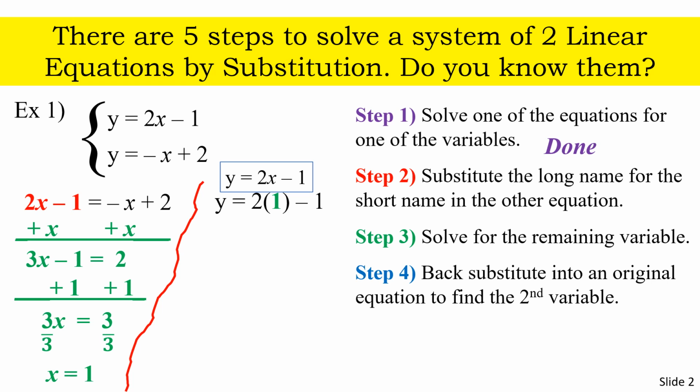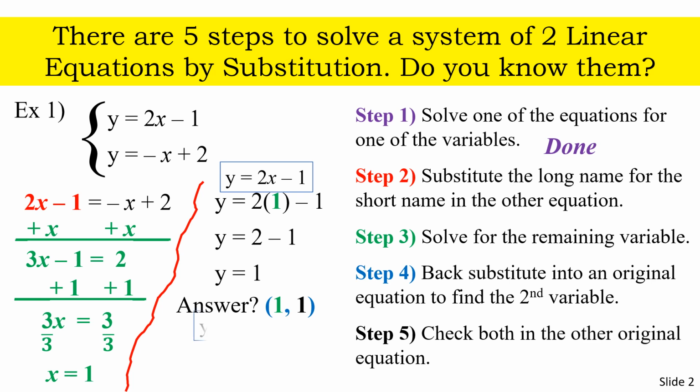So now I have y equals 2 times 1 minus 1. And I end up with y equals 1. So we think our answer is 1 comma 1. 1 for the x and 1 for the y. Notice I said think it's our answer.